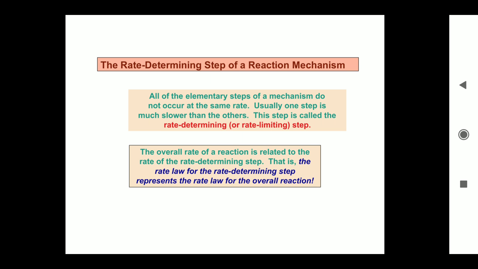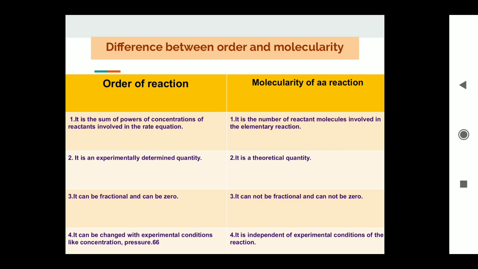The rate determining step of a reaction mechanism. All the elementary steps of a mechanism do not occur at the same rate. Usually one step is much slower than the others. This step is called the rate determining or rate limiting step. The overall rate of reaction is related to the rate of the rate determining step. That is, the rate law for the rate determining step, that is RDS, represents the rate law for the overall reaction. RDS represents the order. Now you can distinguish the order of reaction and molecularity of a reaction after studying all the topics.